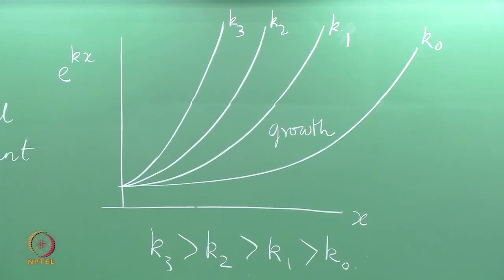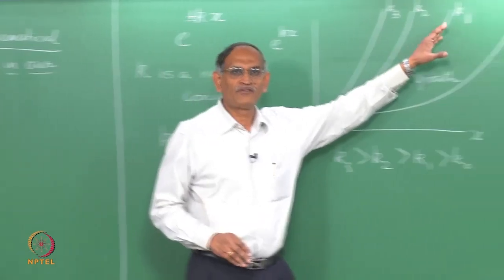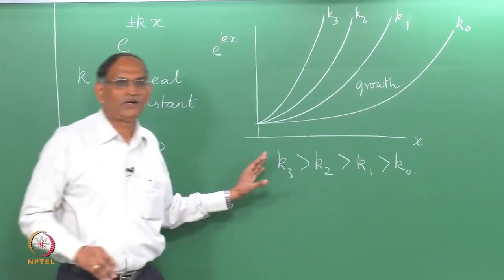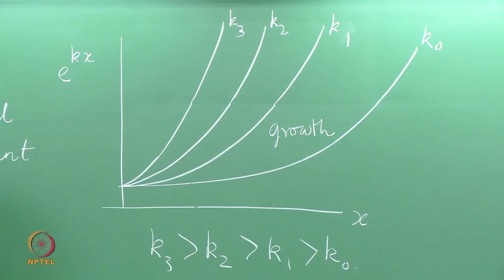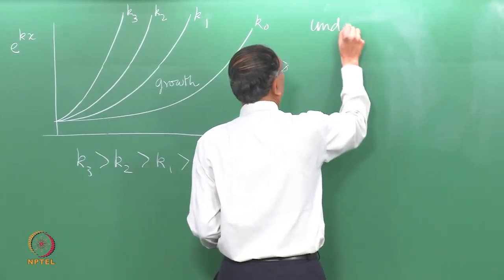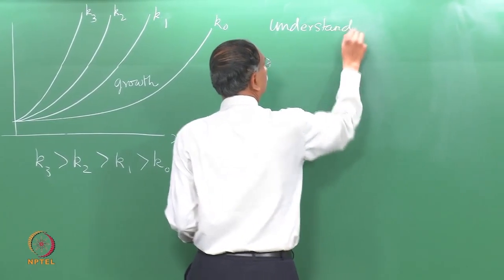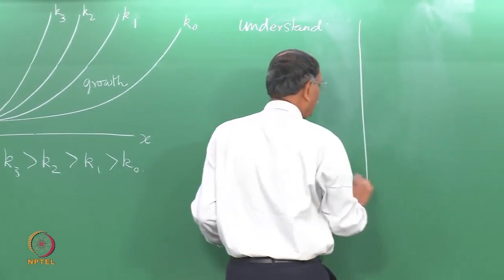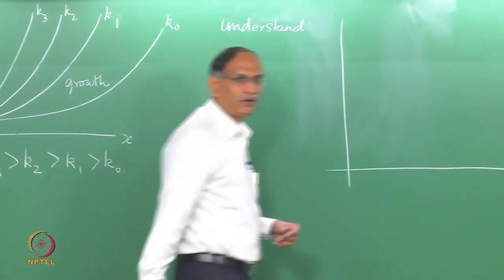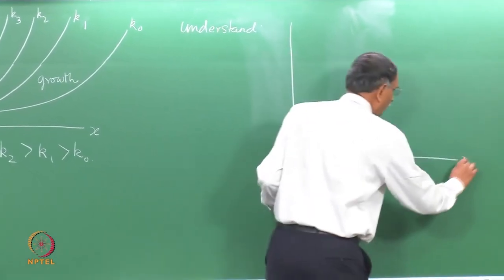That's a pictorial representation of the function. That's not the understanding of the function. The understanding of the function is slightly different. I mean, if we know that the constants are in this order, the function, when it is plotted, looks like that. What's the understanding of the exponential growth? Let us try and understand this function.